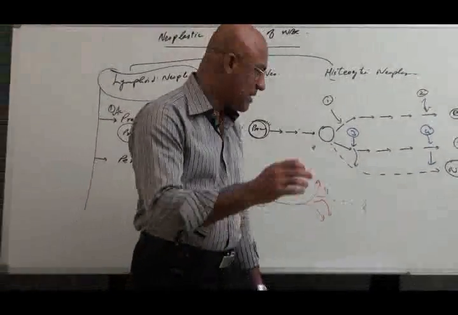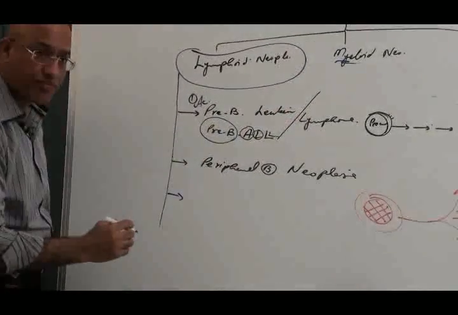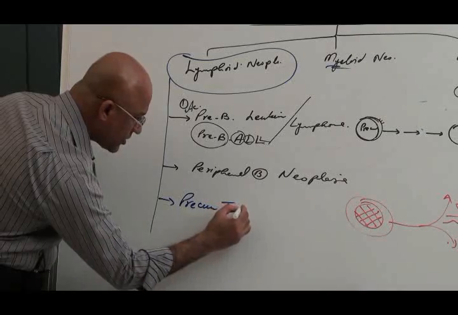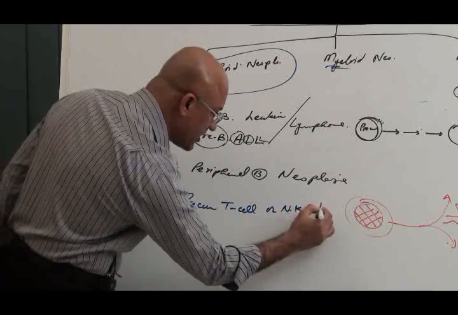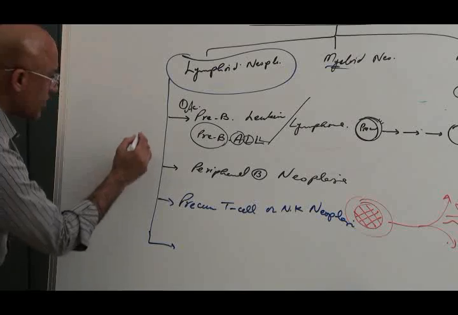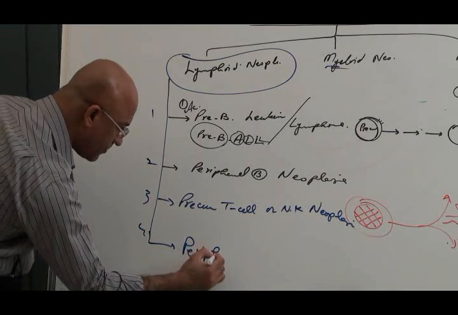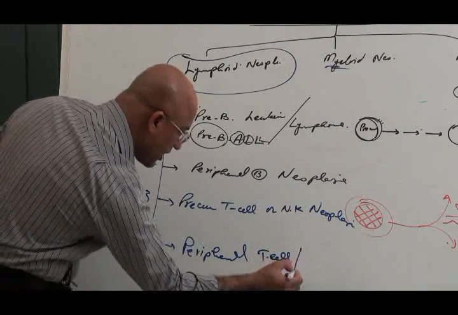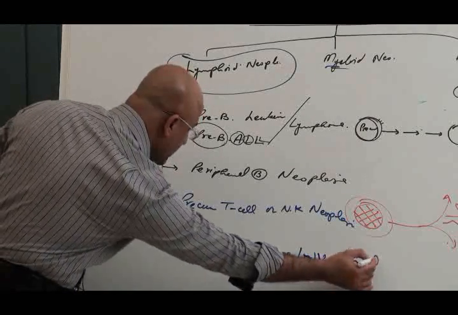Am I clear? So next, category number 3 is precursor T cell or NK cell, natural killer cell, neoplasia. And category 4 is peripheral T cell or NK cell neoplasia.